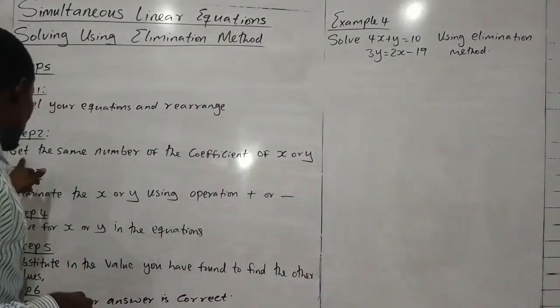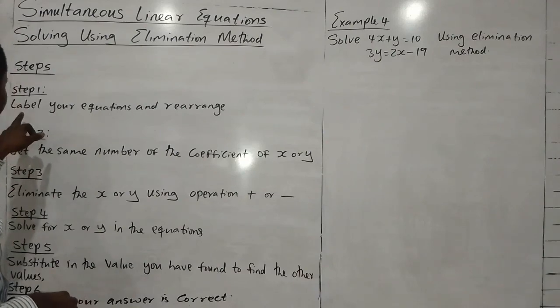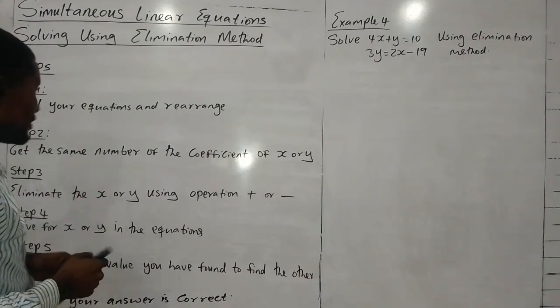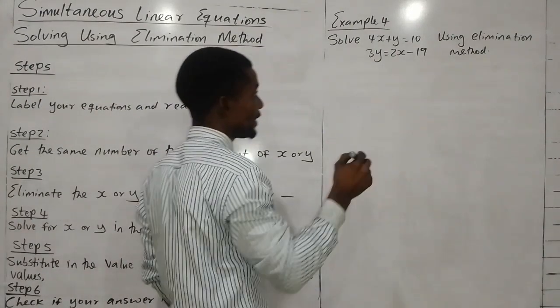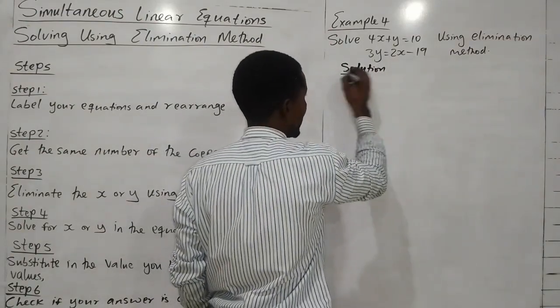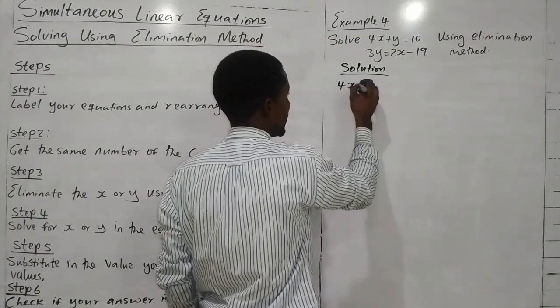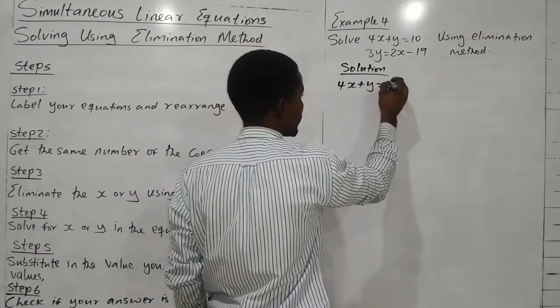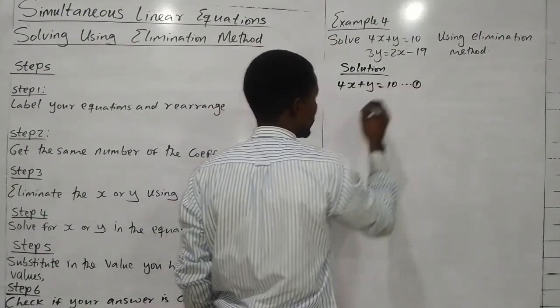Now our first step says: label your equation and rearrange. Let's label our equation and rearrange. So we have 4x plus y equals 10. This is my equation 1.